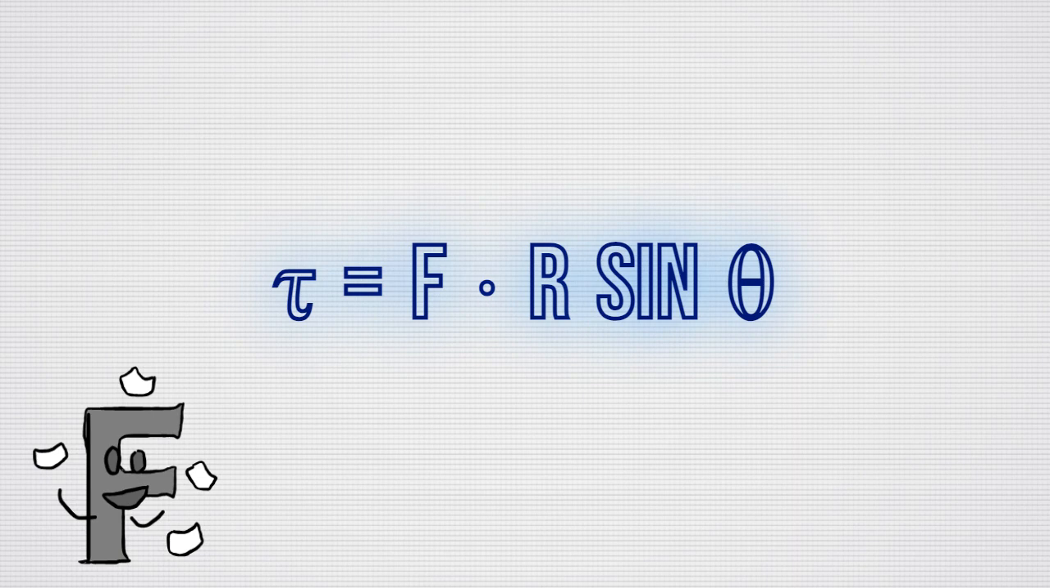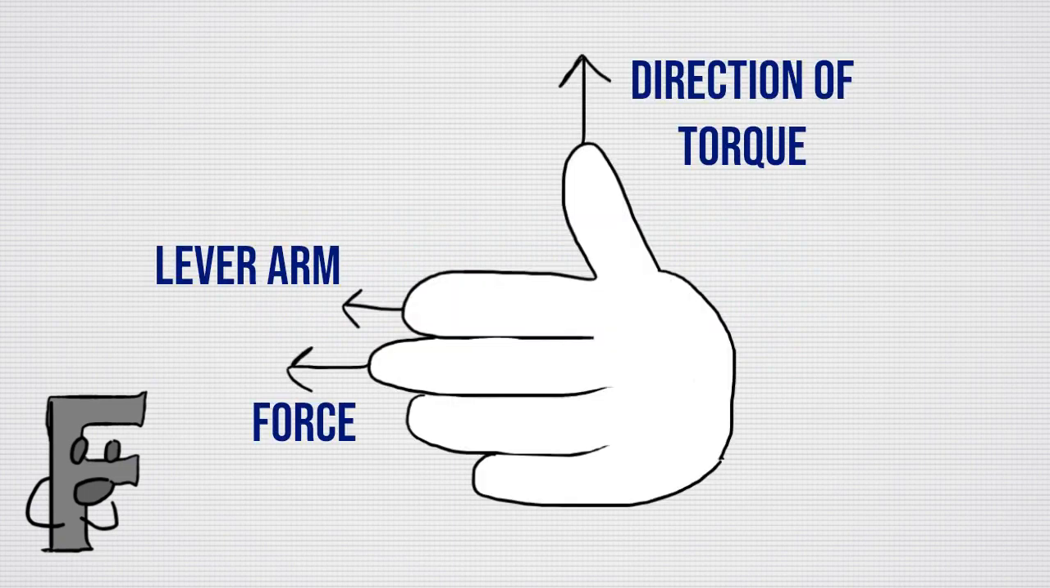Torque is a vector quantity, whose magnitude can be calculated with the cross product, which turns into torque equals force times r, which is the distance between the lever arm and the force, times sine theta, where theta is the angle in degrees between the lever arm and the force. The direction of torque can be determined with the right hand rule.